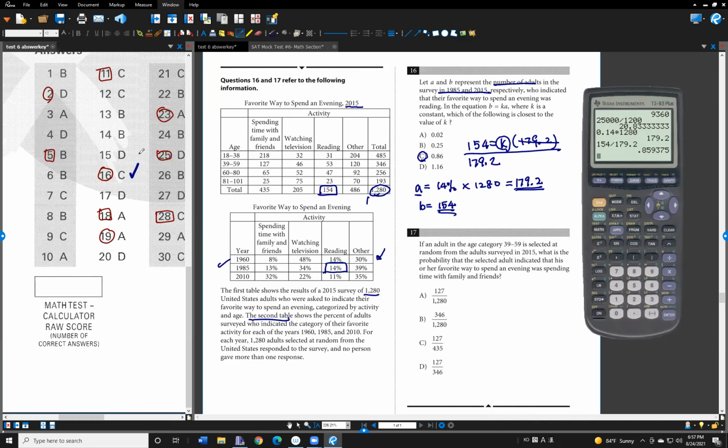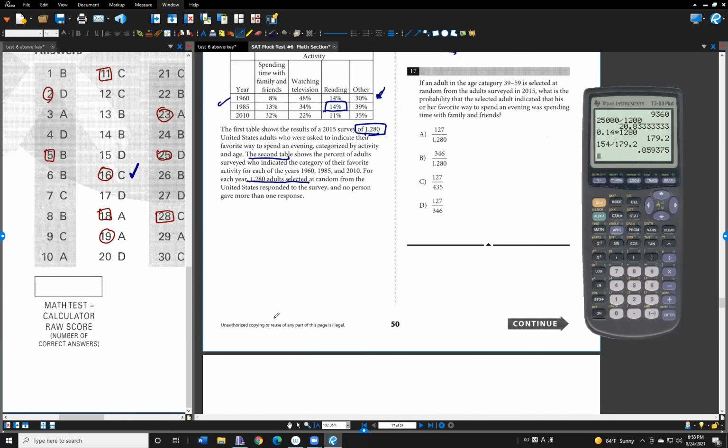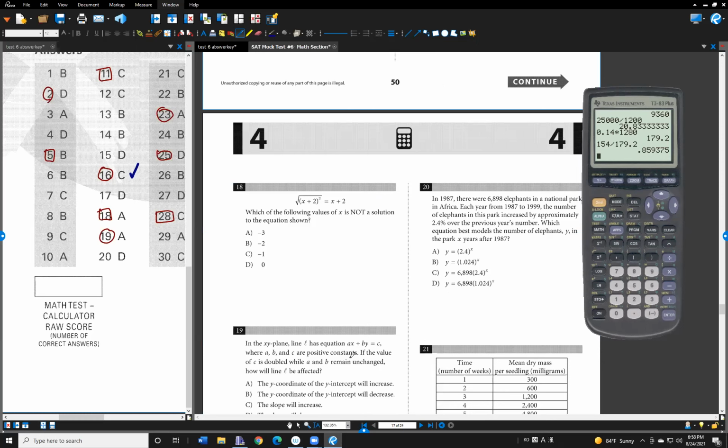Okay, we just find the number of adults. But this is given by a percent, and we need a number. Just find the number over here: 14% of 1280. You should use 1280 over here, right? Okay. Yeah. That is number 16. Number 17 is okay. All right, number 18.